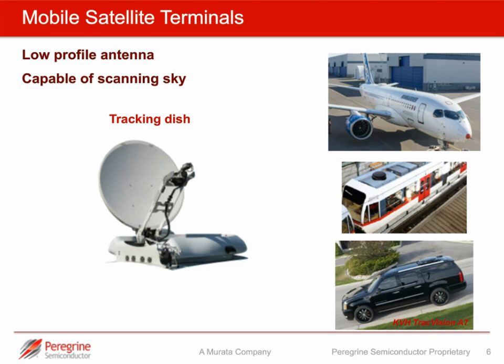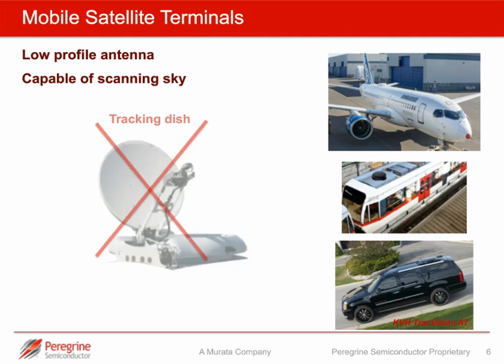Another application of beamforming is satellite terminals, and specifically in the case where we're looking for low-profile antennas that are capable of scanning the sky. So traditionally this would have been done with a tracking dish, as shown in this central picture. However, it's not applicable for low-profile situations.